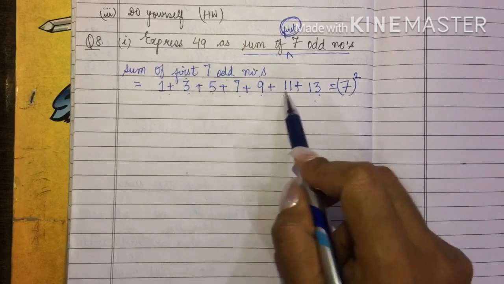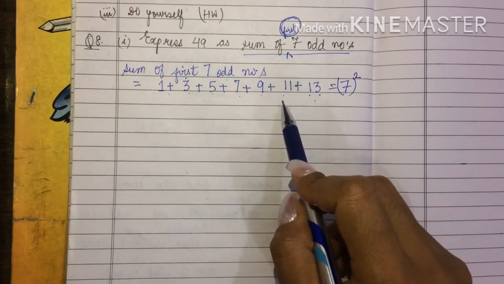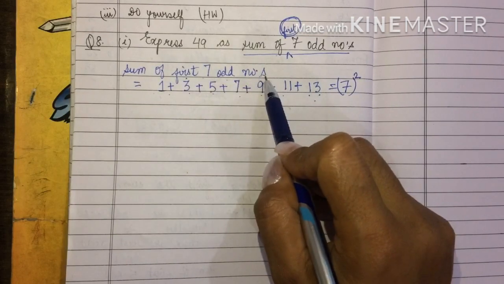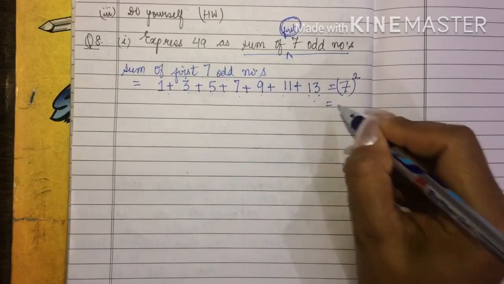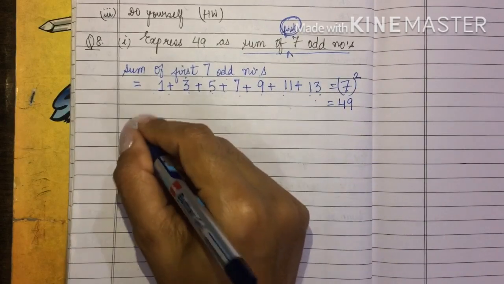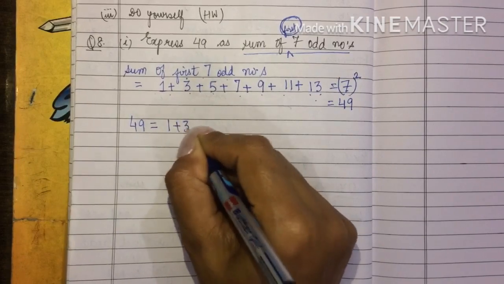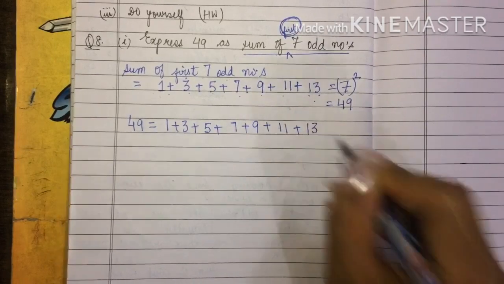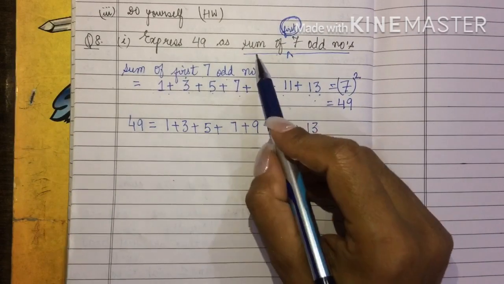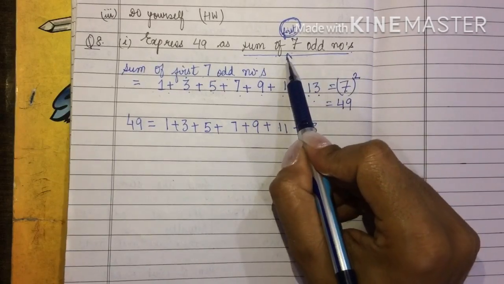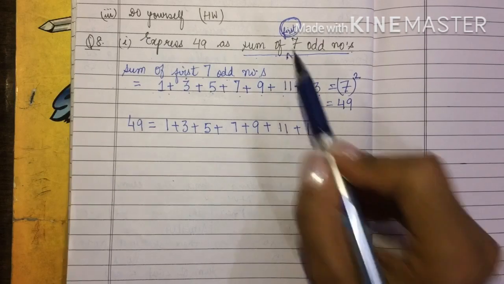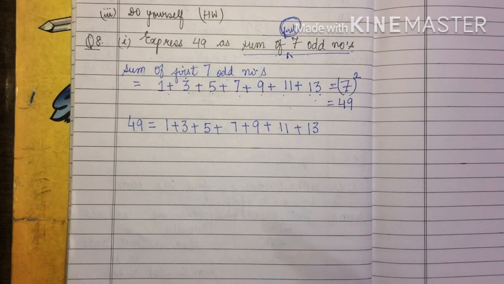If we actually write down the odd numbers and we add them, but if we apply the shortcut, then we know that the sum of first 7 odd numbers is given by square of 7, and this is equal to 49. So your answer becomes 49 equals to 1 plus 3 plus 5 plus 7 plus 9 plus 11 plus 13. Be very careful when they say sum of 7 odd numbers. You have to start from the first odd number and go up to the 7th odd number, not 7, 7th odd number. So you can write down the list of odd numbers and pick the first 7.